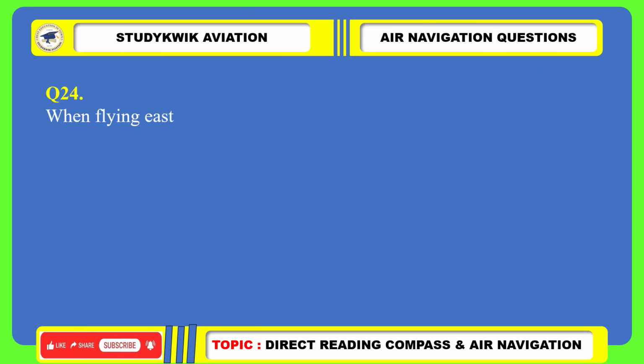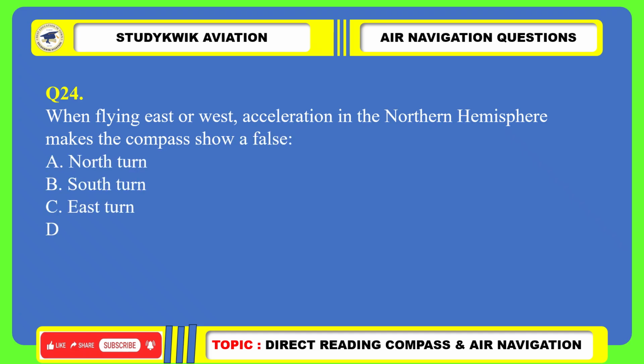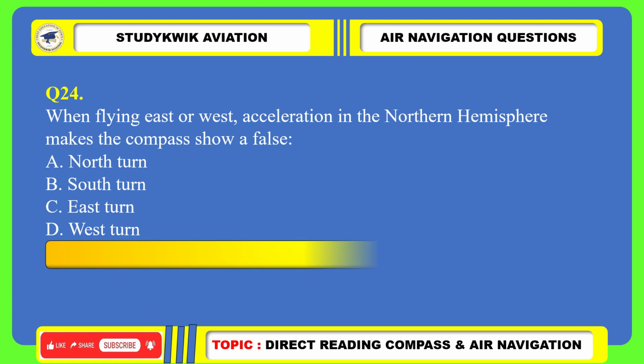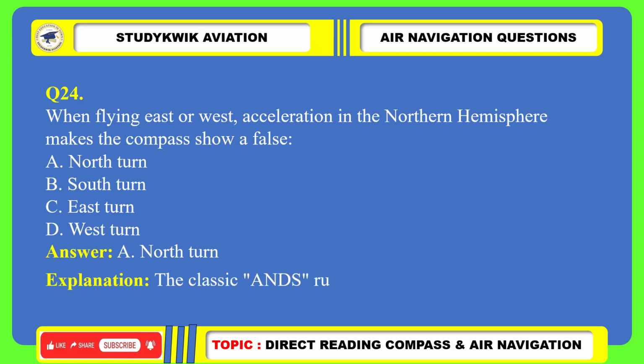Question 24. When flying east or west, acceleration in the northern hemisphere makes the compass show a false north turn, south turn, east turn, west turn. The correct answer is A. North turn. The classic ANDS rule, accelerate north, decelerate south, applies.